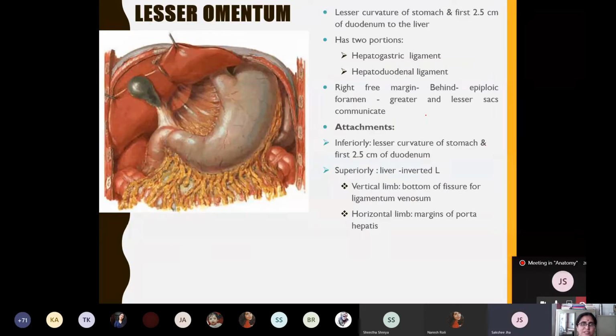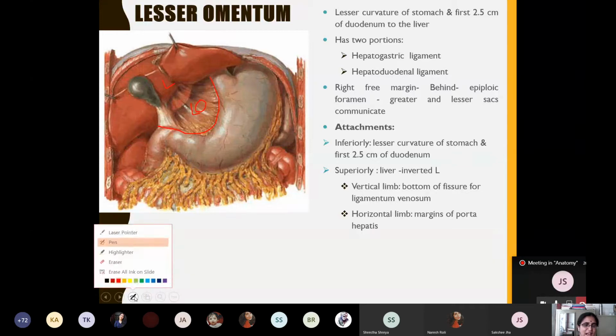Now, lesser omentum. Here you can see this is the lesser omentum. It is a peritoneal fold which is attached to the lesser curvature of the stomach and upper border of the first inch of the duodenum to the liver. It has two portions. What are the two portions?